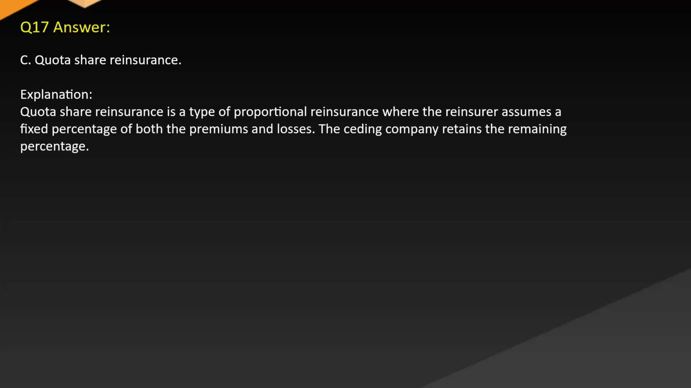Answer: C. Quota share reinsurance. Explanation: quota share reinsurance is a type of proportional reinsurance where the reinsurer assumes a fixed percentage of both the premiums and losses. The ceding company retains the remaining percentage.